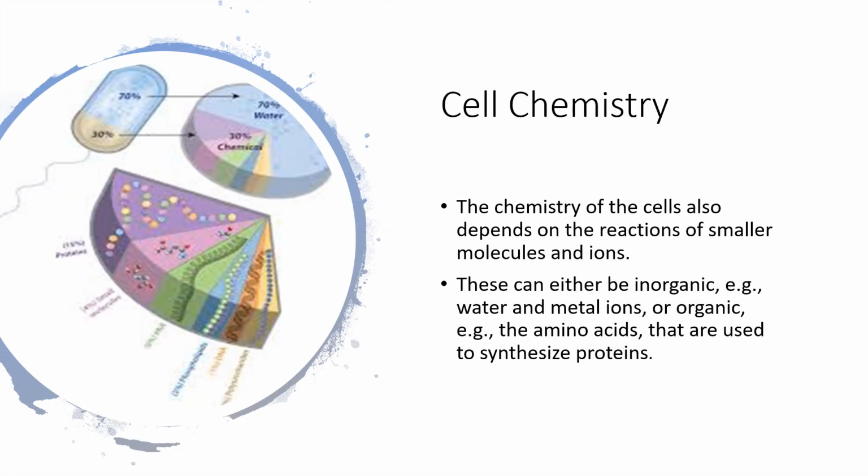So we will begin our study of biochemistry by first considering cell chemistry. The chemistry of the cells also depends on the reactions of smaller molecules and ions. These can either be inorganic, as in water and metal ions, or organic, such as the amino acids that are used to synthesize proteins.